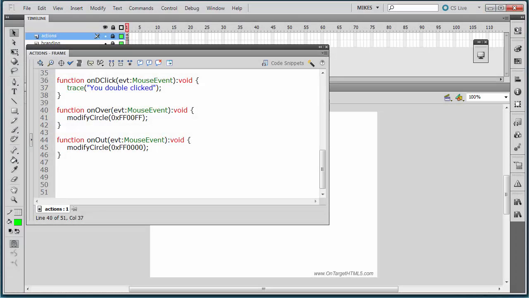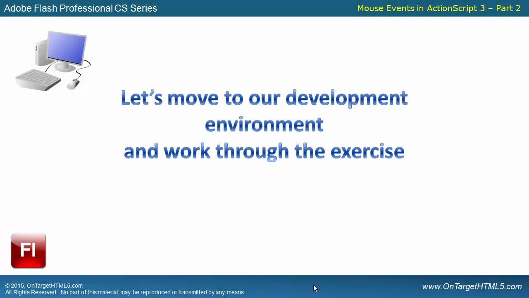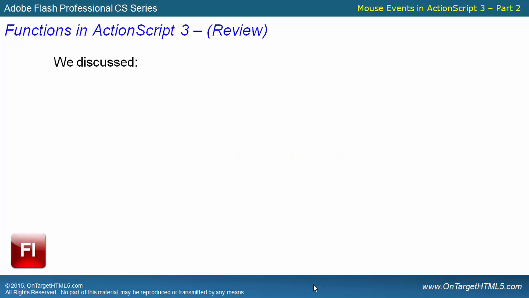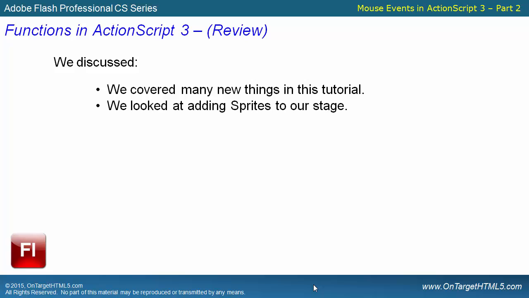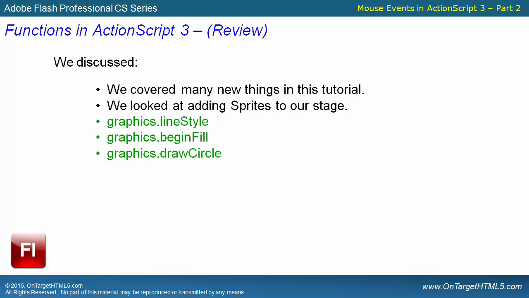All right, so I'm going to go ahead and drop out of our development environment. Let's go back into our presentation and let's review what we've talked about in this tutorial. So inside part 2 of the MouseEvents, we covered many new things in the tutorial. We looked at adding sprites to our stage dynamically using code instead of actually dragging symbols onto the stage. We looked at the graphics.lineStyle, the graphics.beginFill, the graphics.drawCircle, the graphics.endFill, and the addChild event, which actually brings that graphic that we created onto our stage.